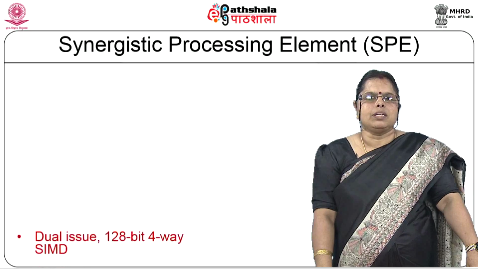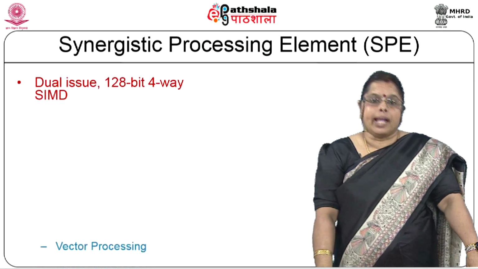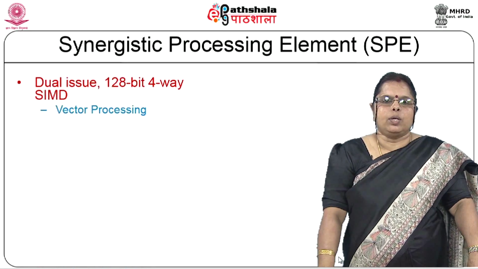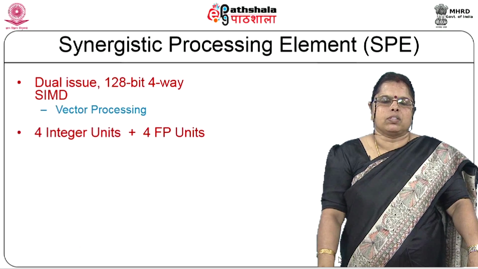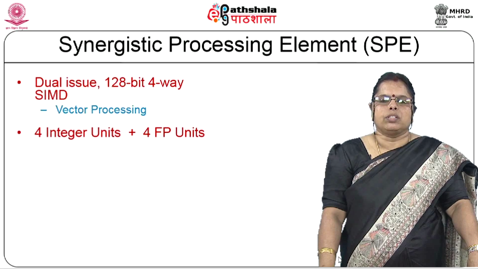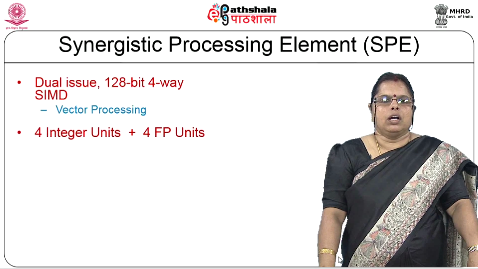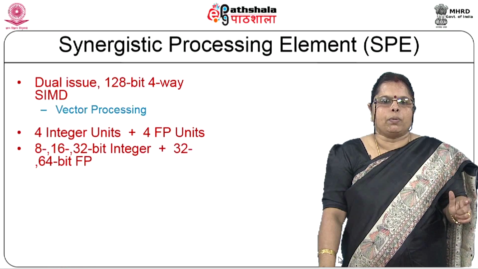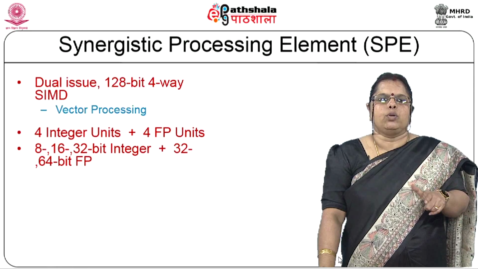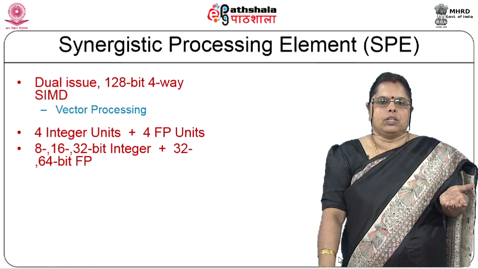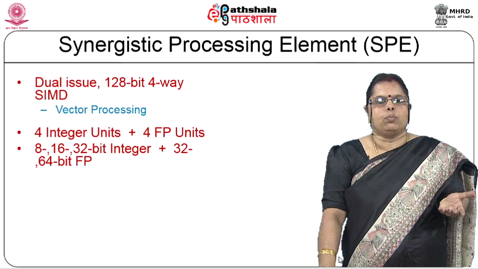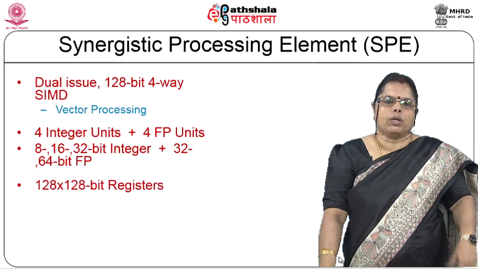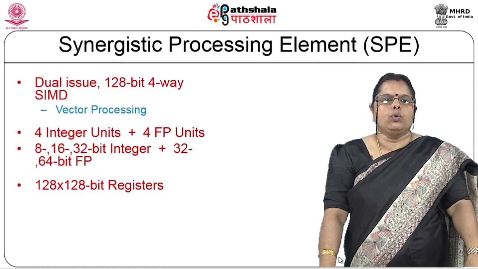If you look at the synergistic processing elements, that again is dual issue, 128-bit 4-way SIMD. So, that supports vector processing. There are 4 integer units and 4 floating point units. You can basically do 8-bit, 16-bit or 32-bit operations if it is an integer operation, and if it is a floating point operation you can do 32-bit as well as 64-bit floating point operations.